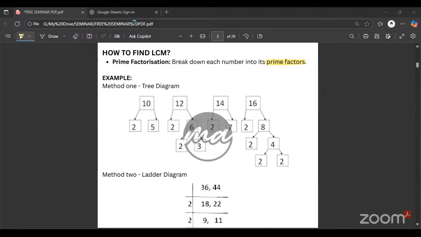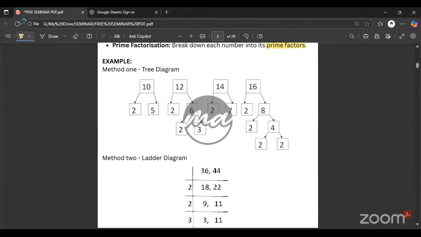When we are doing the LCM, we have two methods, a tree diagram and a ladder diagram. Those two methods you can use. In both methods, you will be using prime factors, because LCM can be found only using prime factors. Let's move on with example 1. Method 1, tree diagram. This is how a tree diagram works. This is an example which I have given here. What do they want you to do here? Let's look at over here.